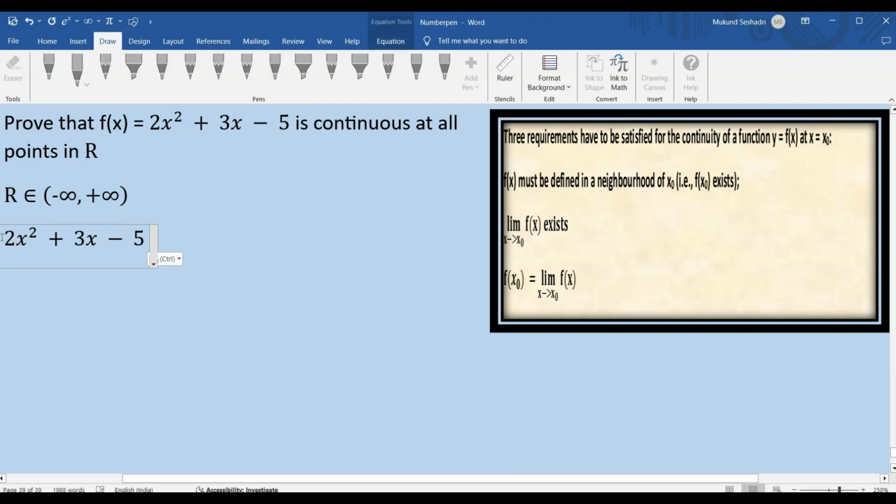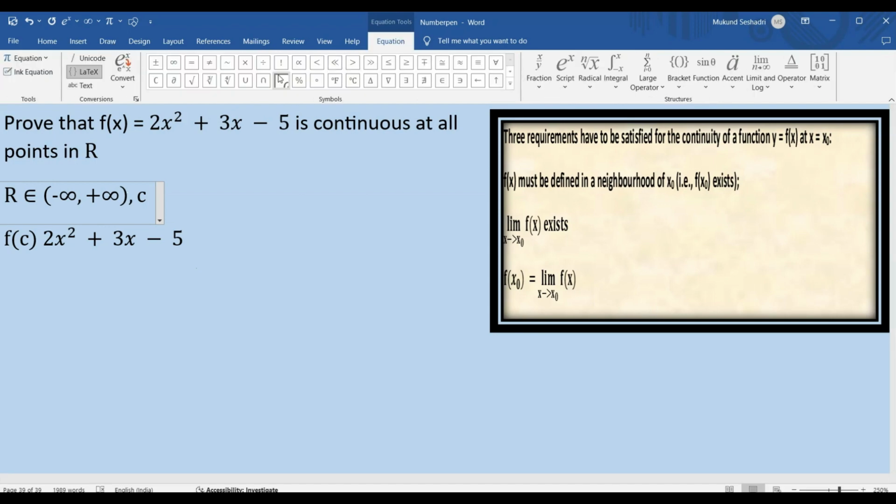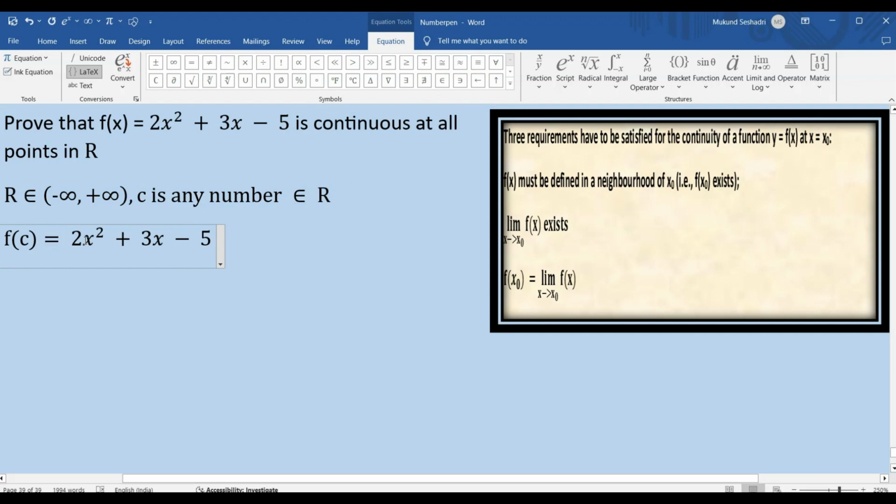And when you do a substitution, let's pick any number in the interval. Let's pick any number c that belongs to R. So c is nothing but the equivalent of x naught, which we discussed while discussing the conditions for continuity, right? So what is f of c? Now f of c is nothing but 2c squared plus 3c minus 5, right?